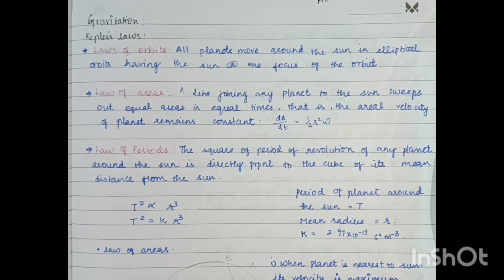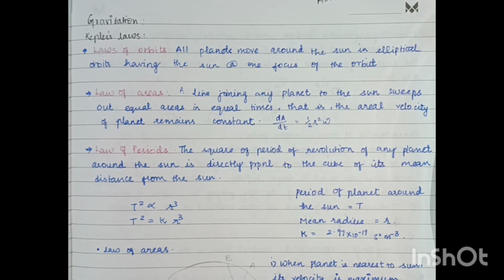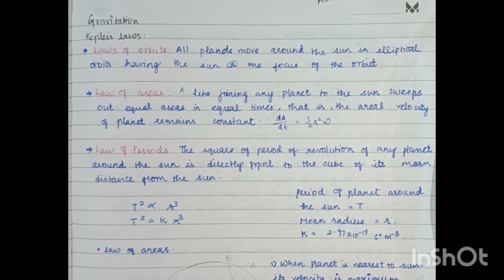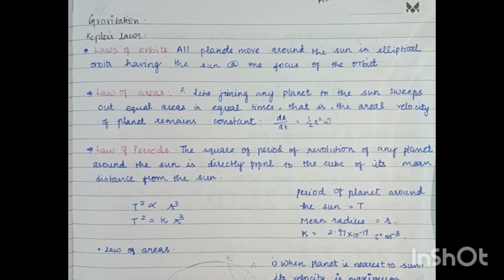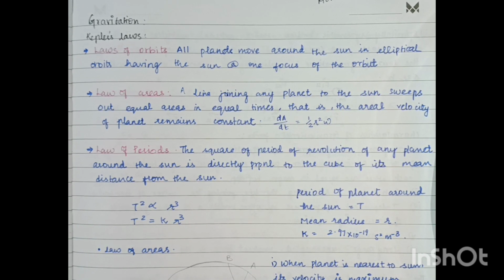Gravitation. First, we will learn about Kepler's laws. The first law is the law of orbits. It states all planets move around the sun in an elliptical orbit, having the sun at one focus of the orbit. So every planet will move around the sun in an elliptical orbit, and the sun will be at one focus. That's what it says.